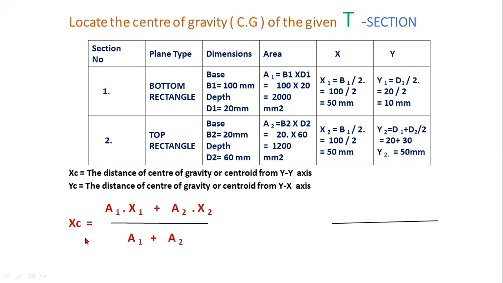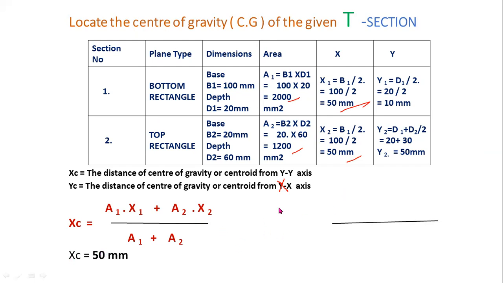Now xc is the distance of the centroid or center of gravity from the y-axis. You have to substitute the value of area 1 x1 plus area 2 x2. You substitute the values of area 1, area 2, x1 and x2. After substituting these four values, you can get the value of xc. xc equals 50 mm.